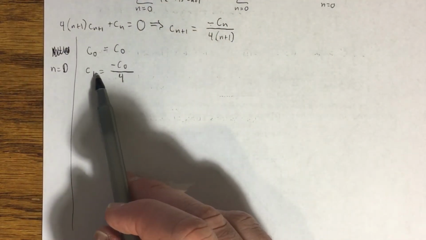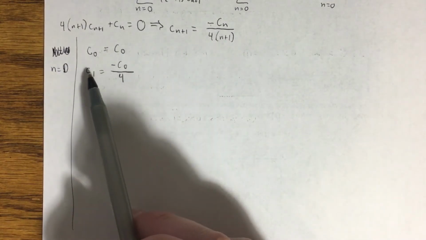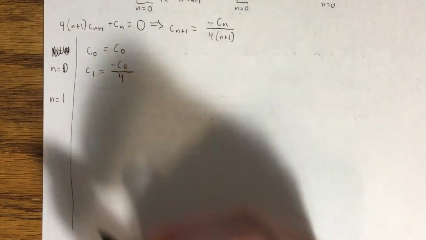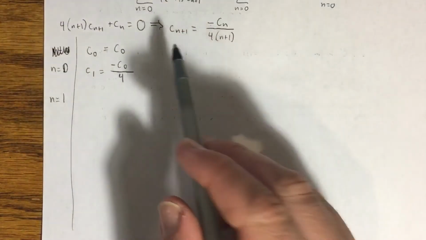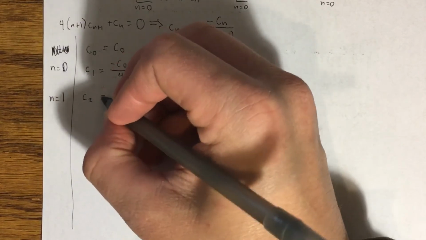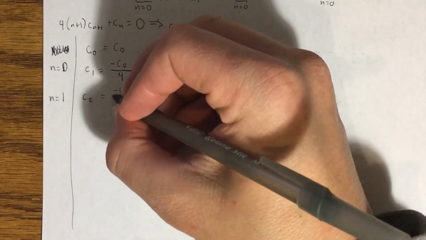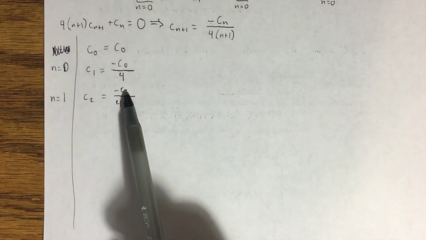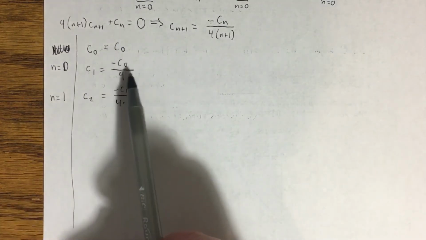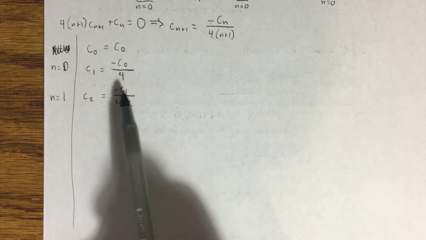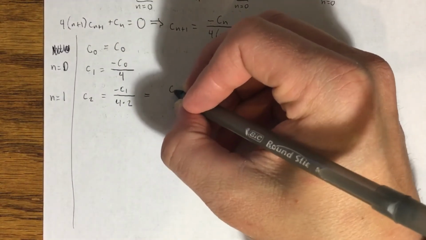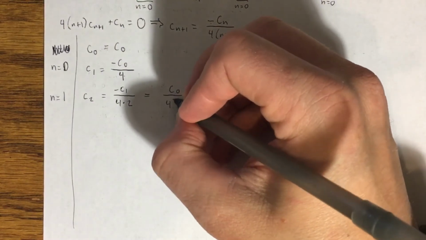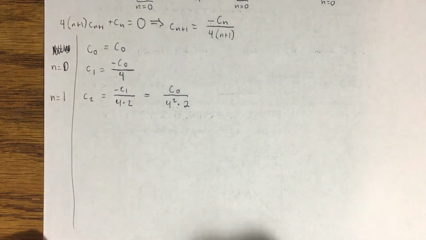So what I've done is I've used my recurrence relation to find c_1 in terms of c_0. The next thing I would do is plug a 1 into my formula here. So if I plug a 1 in, this becomes c_2 right here. And that's equal to negative c_1 over 4 times 1 plus 1. That's 4 times 2. But negative c_1, I already found c_1 in terms of c_0. So if I substitute this in for the c_1 right here, I have a negative, which makes this a positive c_0. And then that 4, when I put that up here, is going to come down into this denominator and multiply to that 4, giving me 4 squared times 2. Okay? Let's do a couple more of these.